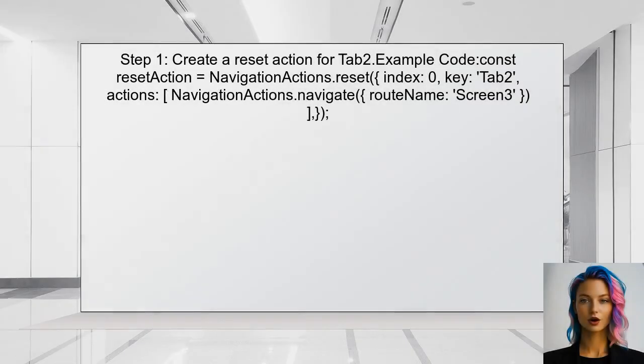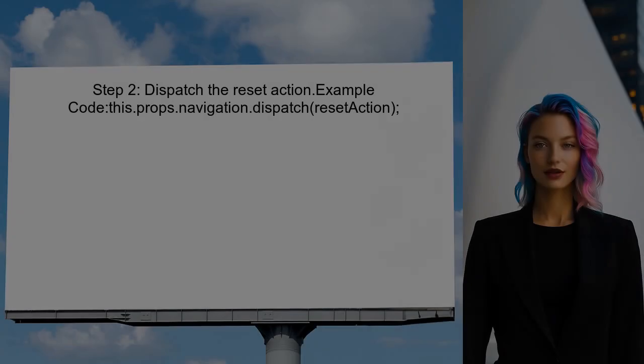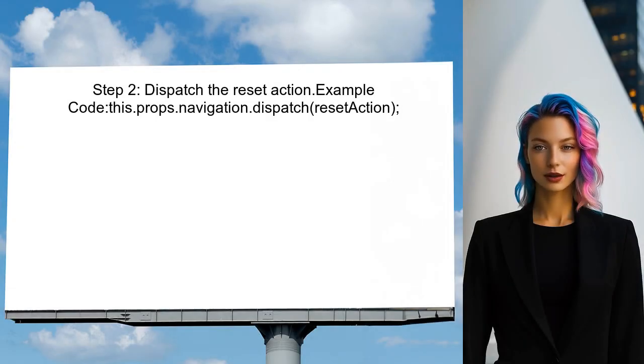To navigate to screen 3 and reset the tab 2 stack, the user should first create a reset action using the navigation actions. This action will reset the navigation state of tab 2. Next, the user needs to dispatch this reset action using the navigation prop. This will ensure that when they navigate to screen 3, the tab 2 stack is reset.